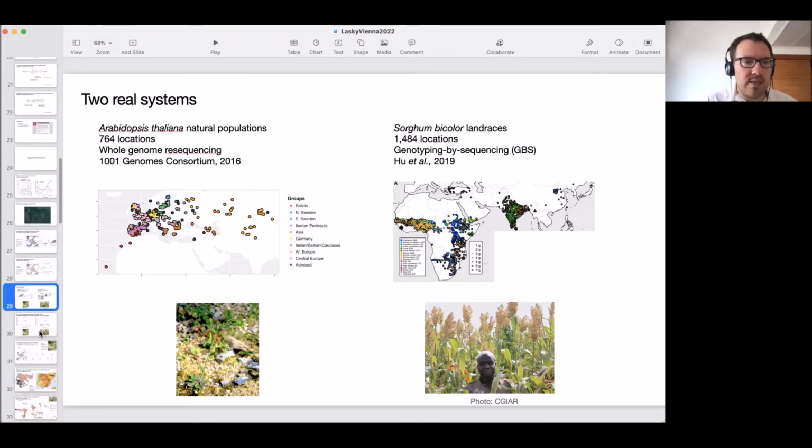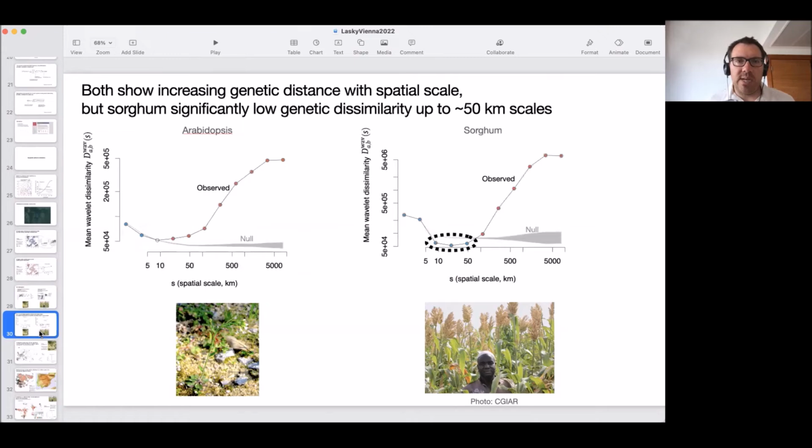And when we apply this wavelet dissimilarity and then compare it to that null expectation from panmixia, one of the things that pops out to me as interesting between these two is that sorghum shows significantly low dissimilarity up to much larger spatial scales than does Arabidopsis. So up to about 50 kilometers, sorghum are still less dissimilar than expected compared to the panmixia null, whereas for Arabidopsis, it's only a few kilometers. And once you get up to 50 kilometers, they're well more differentiated than expected.